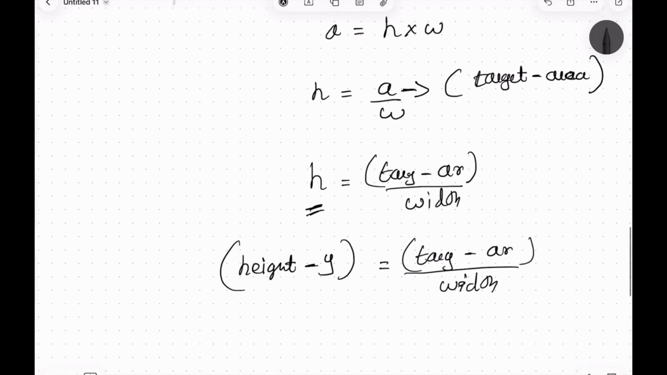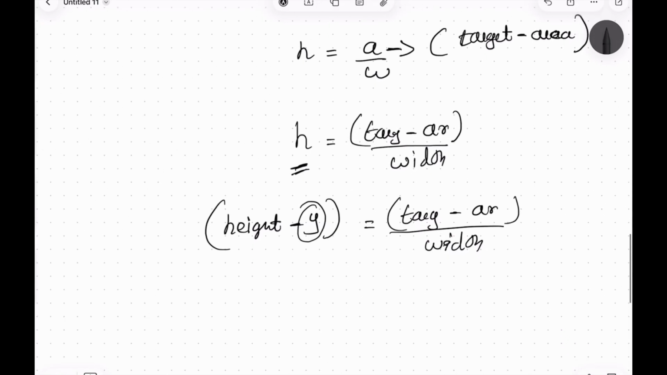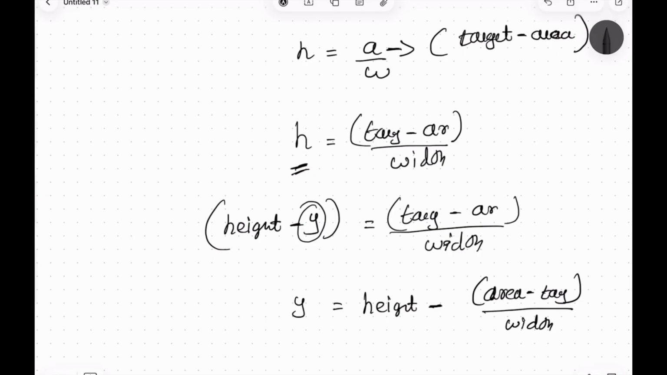So what exactly we need is this y. By this we can say that y is equal to, bringing this to the right side and removing this negative sign, this becomes height minus, this will be area minus target, by width. So this will be target minus area, by width.